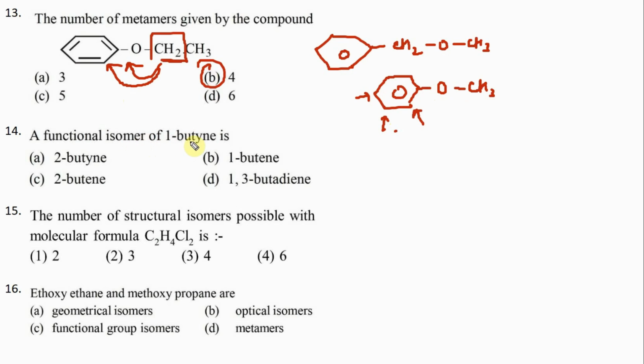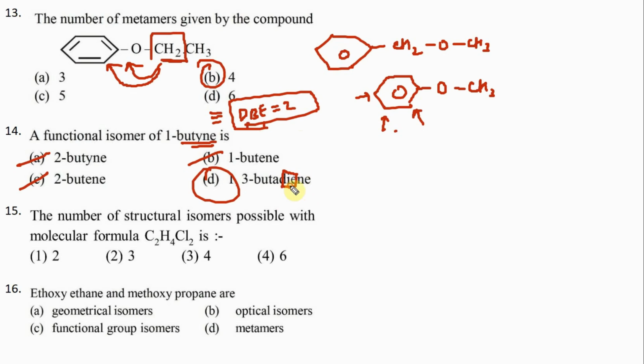Alright, functional isomer of 1-butene. 1-butene and 2-butene are positional isomers. Butene's double bond equivalent is 2. Here the double bond equivalent is 1. So it is not the same compound. Double bond equivalent 2, double bond equivalent 1, no. 1,3-butadiene, double bond equivalent is 2. I don't even draw the molecule. I look at my double bond equivalent and decide this. Much easier. A triple bond means DBE is 2. If you cannot see this immediately, it means you have not revised double bond equivalent very well. Diene double bond equivalent is 2.